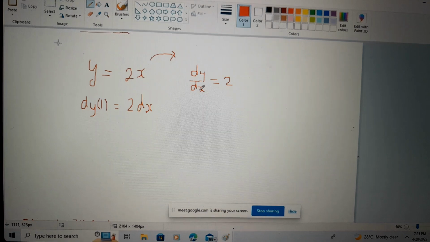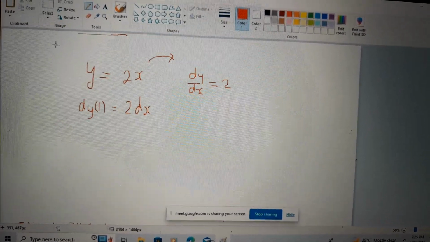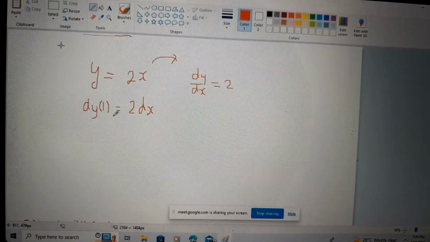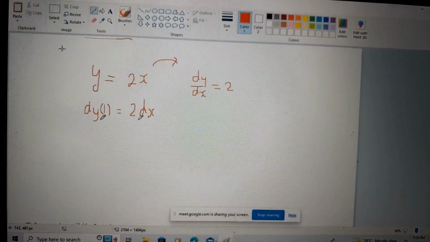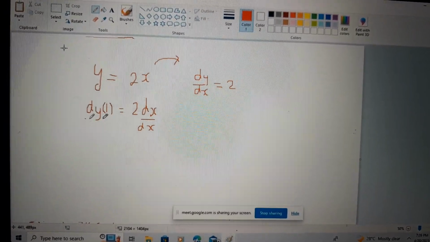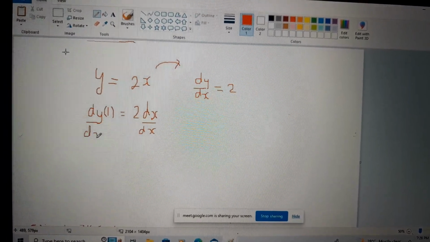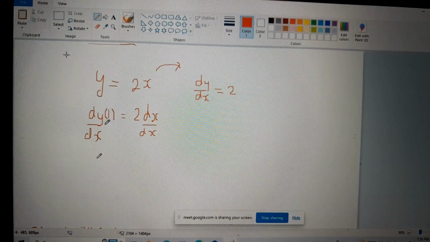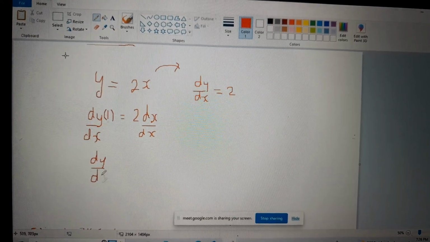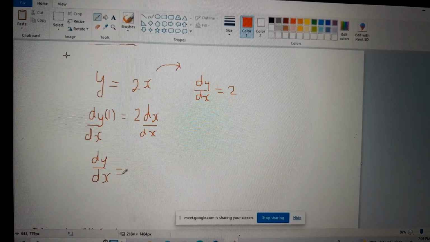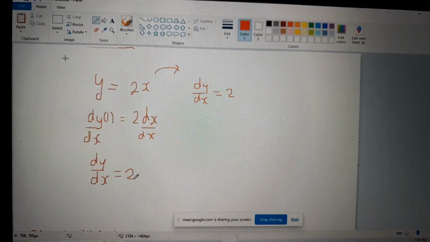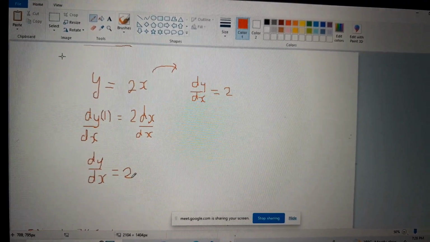So let me show you now. Basically, why we write it like this is because we were using the principle of implicit differentiation all the time. So look at this. If I divide both sides by dx, this is what I'll end up with: dy dx is equal to 2. So basically this is where implicit differentiation comes from.